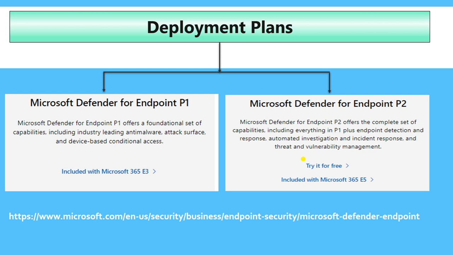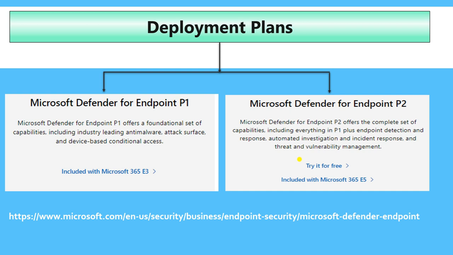So now let me go to the next slide. Here this explains what type of plans we can choose when we are planning to implement Defender in our infra. So we should understand what plans are provided by Microsoft. Microsoft provides two plans, Microsoft Defender for Endpoint P1 and Microsoft Defender for Endpoint P2. Microsoft Defender for Endpoint P1 offers a functional set of capabilities including next-generation anti-malware, attack surface reduction, and device-based conditional access, and you will get that with the E3 license.